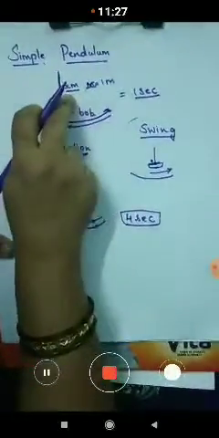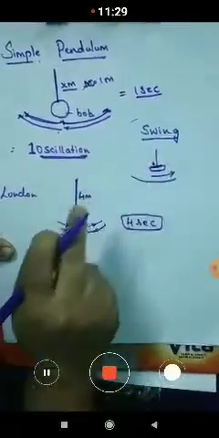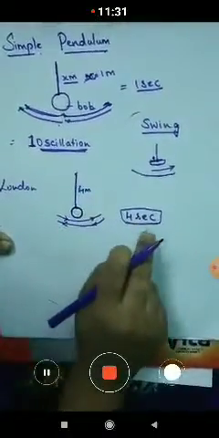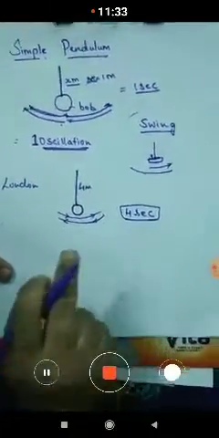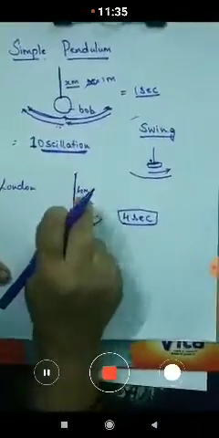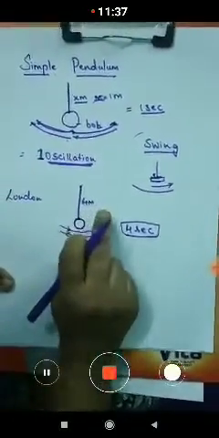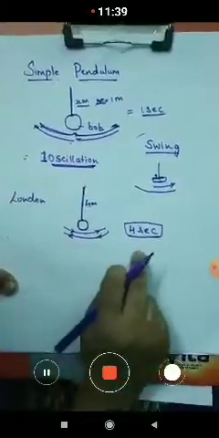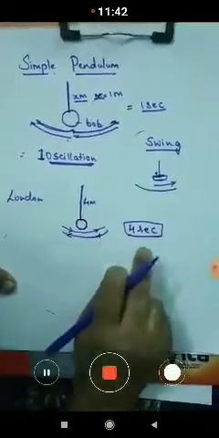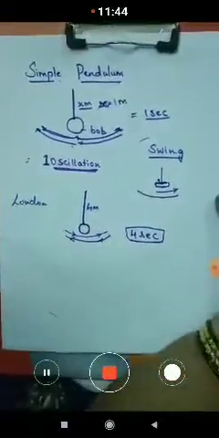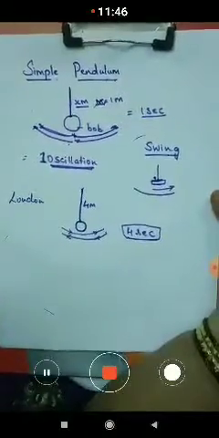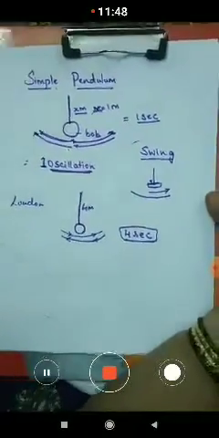If it is 1 meter length, it takes 1 second. If it is 4 meters length, it takes 4 seconds. So the length of the pendulum, listen carefully children, decides the time taken to complete one oscillation. Yes. So now after this we'll move on to the next, how to measure time.